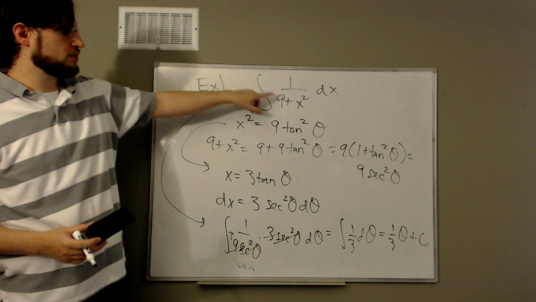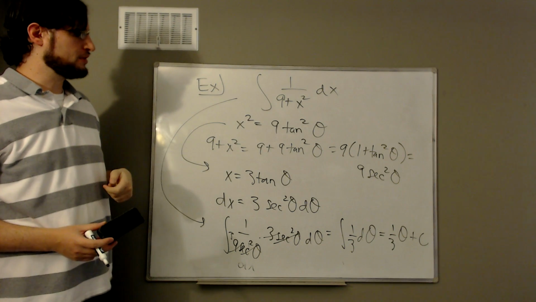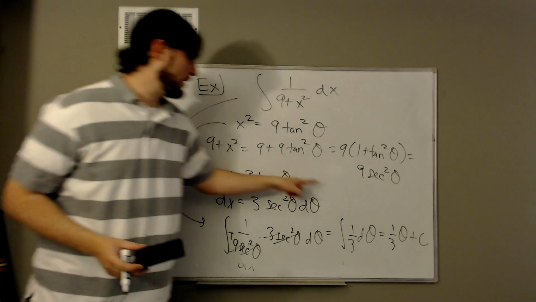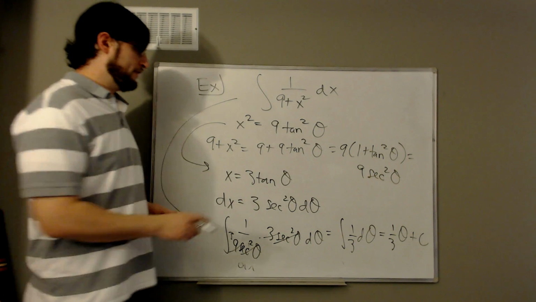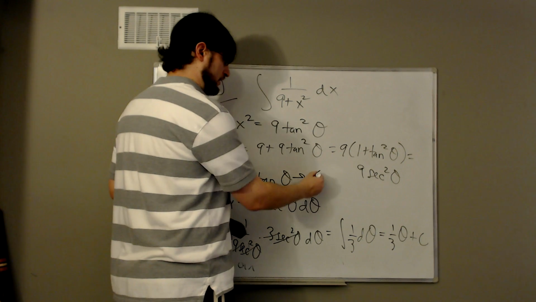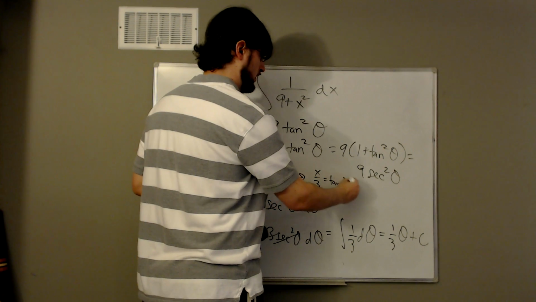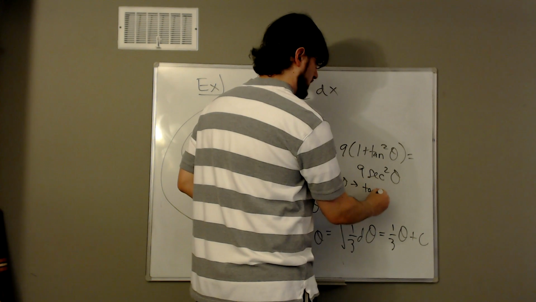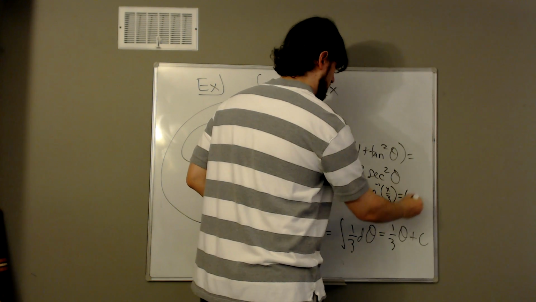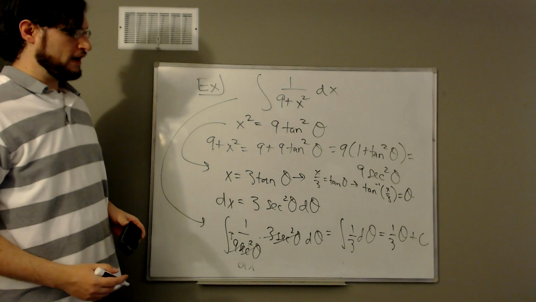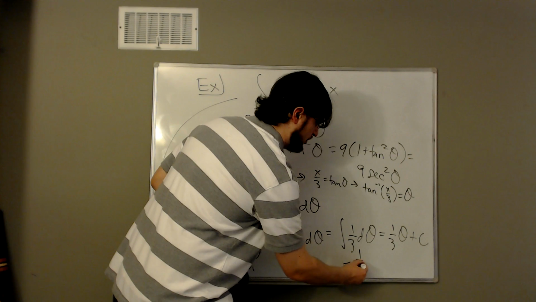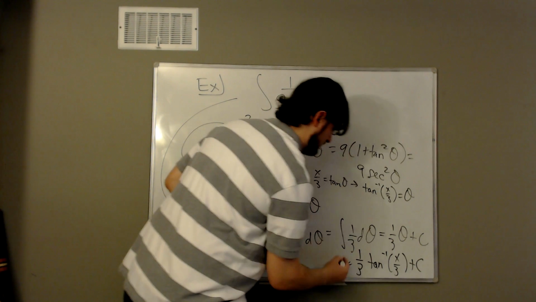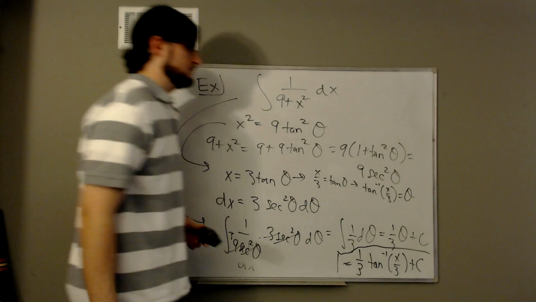But our original question was in terms of x, so we better give our answer in terms of x. So I need to know what theta is. To figure out what theta is, we're going to go back to this equation right here. If x is 3 tan theta, then x over 3 is tan theta, which tells me that by putting tan inverse on both sides, tan inverse of x over 3 is theta. So my final answer will become 1/3 tan inverse x over 3 plus c.